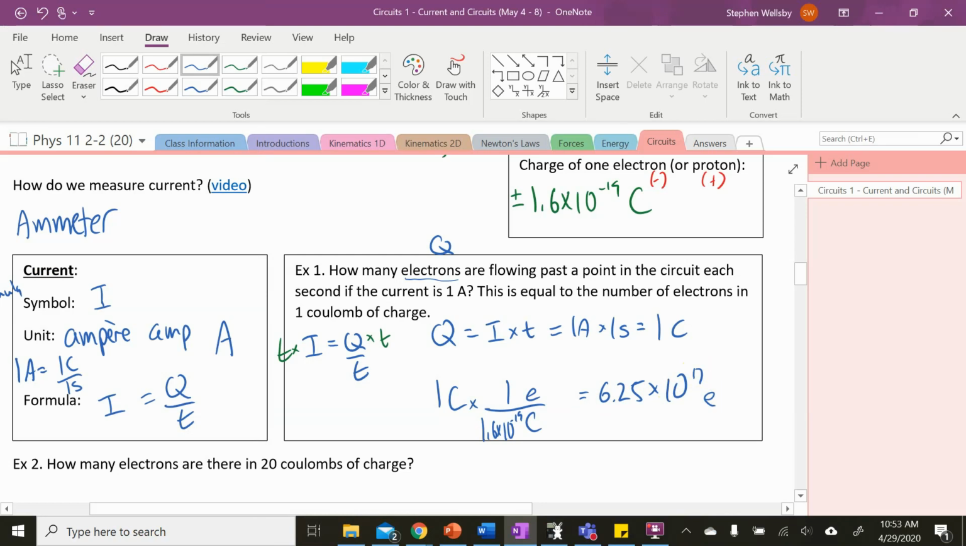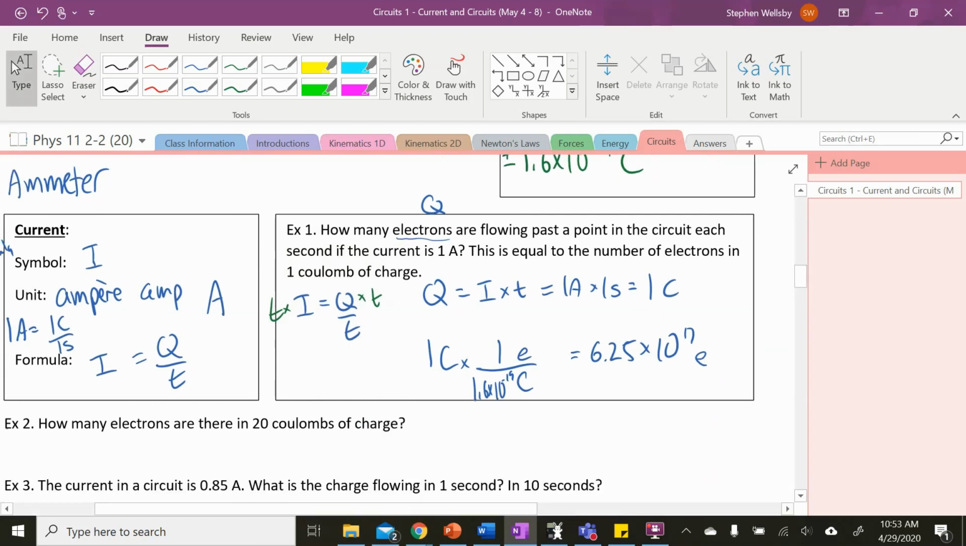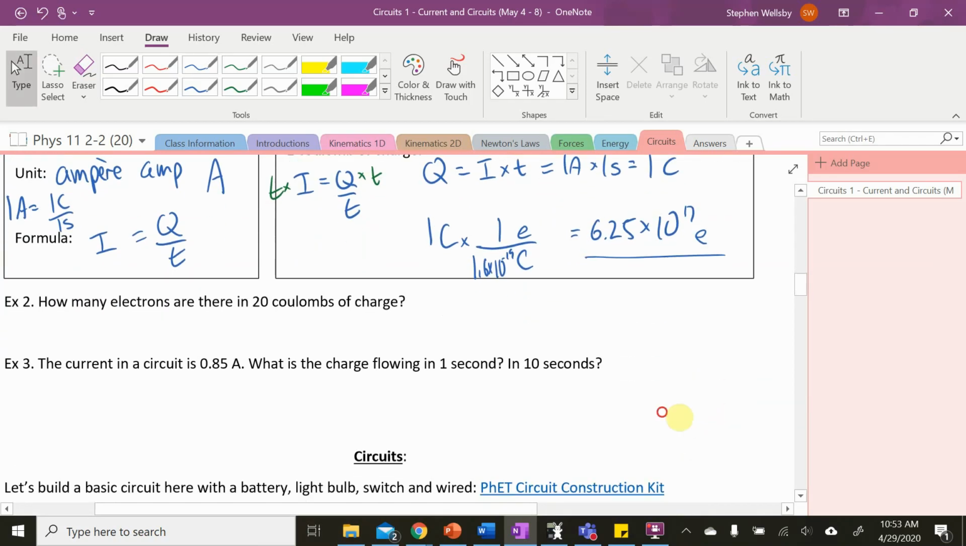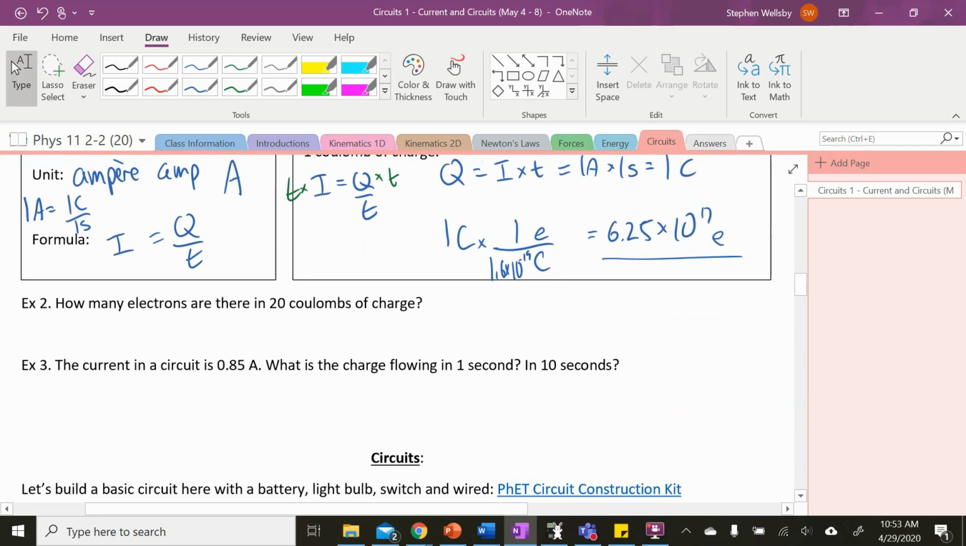So obviously measuring in coulombs is a much more useful unit than counting electrons. If you have a 2 amp hot water kettle, for example, that's a lot easier than saying it's 12.5 times 10 to the 17 electrons per second. So this is the unit that we use. We use coulombs because counting electrons would be very, very tiresome. So please pause the video here and try answering example 2 and example 3.